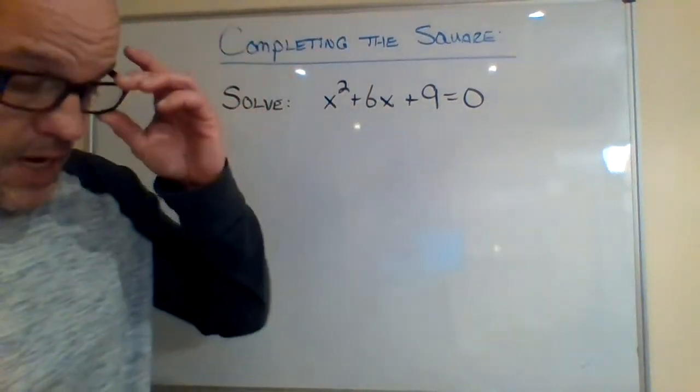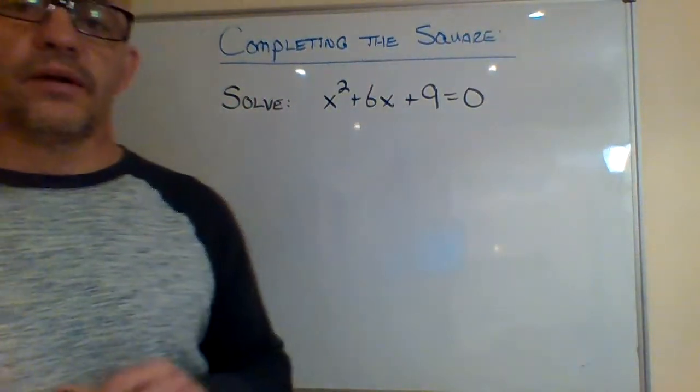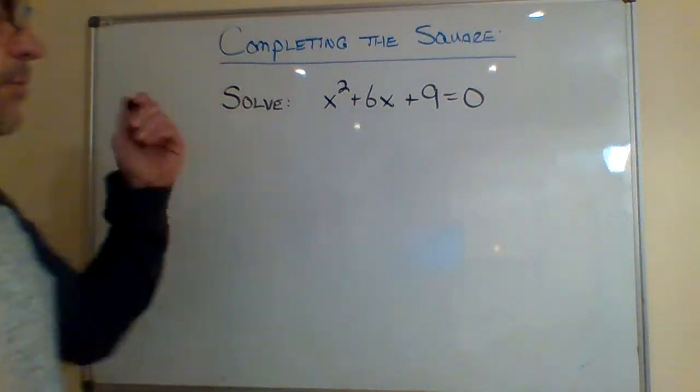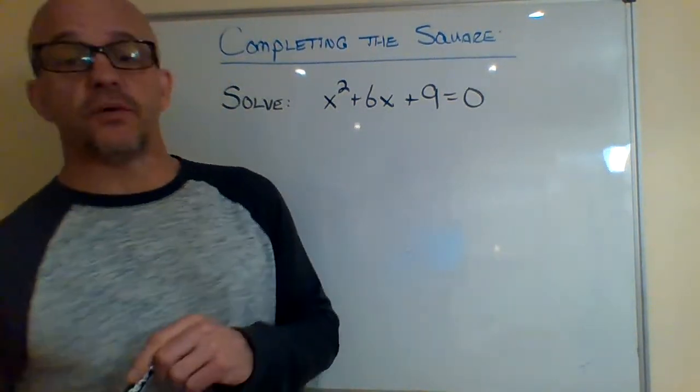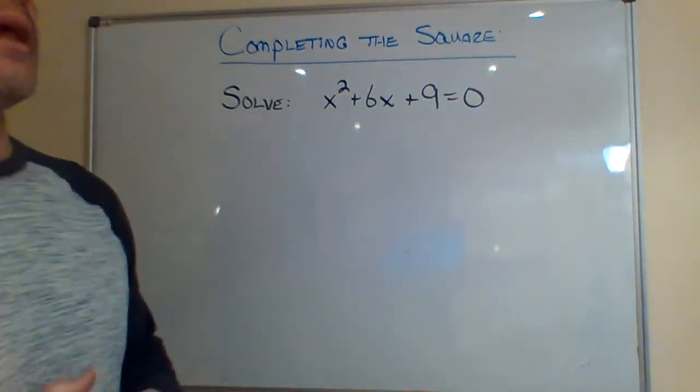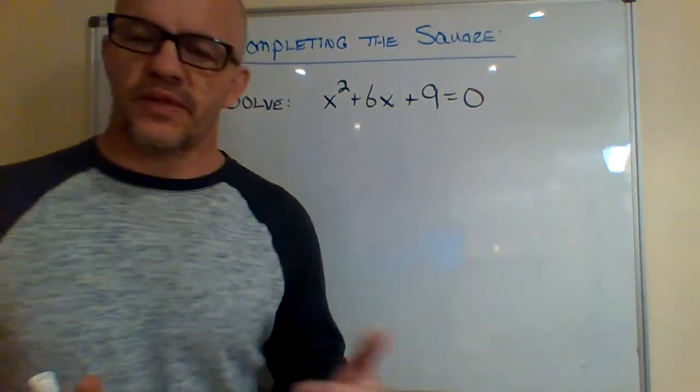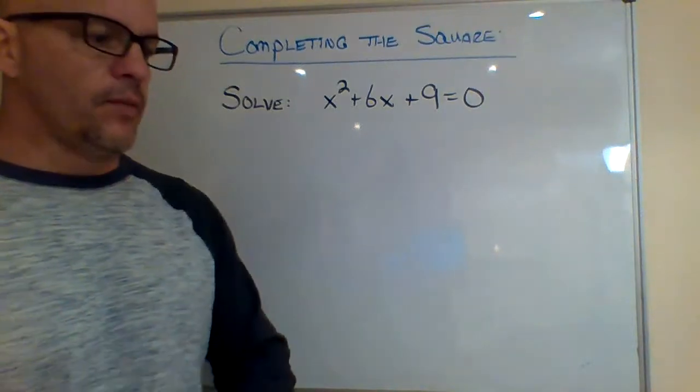What's up, Algebra 1B? Next thing we're going to do is learn how to solve quadratics by completing the square. I've found in the years of doing this that kids struggle a little bit with this, so we're going to take this extremely slow.